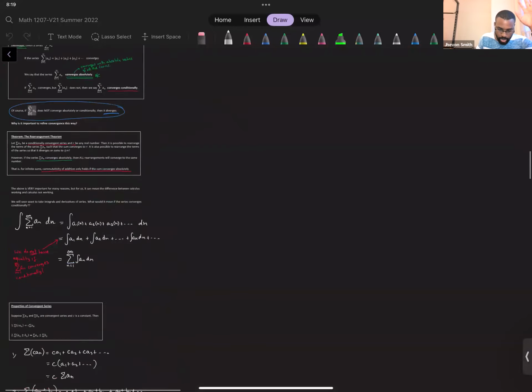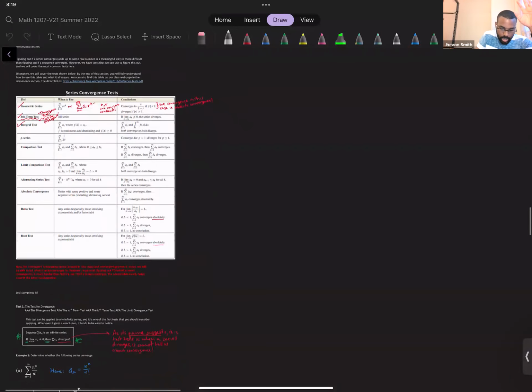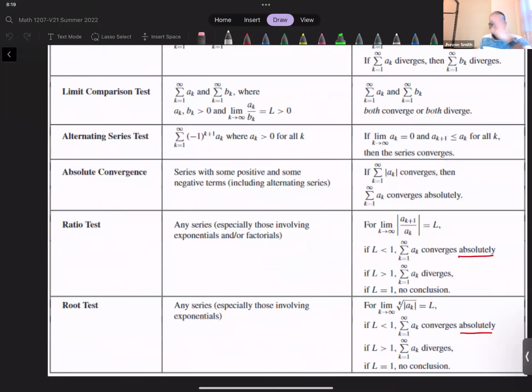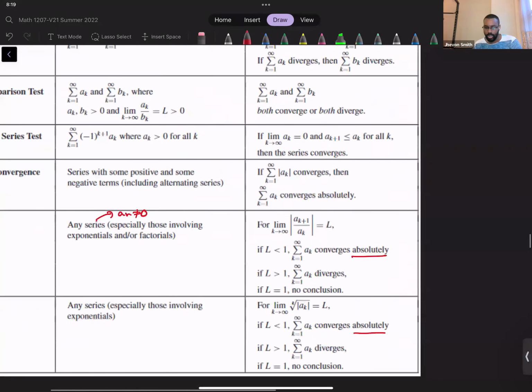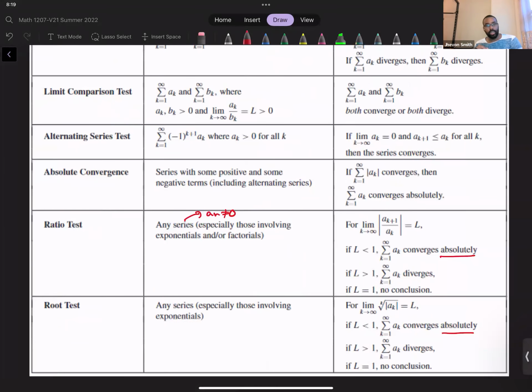So in that table I gave you guys in the notes here, it does give you some ideas. Like the ratio test, you'll see here that technically speaking, it can work on any series, as long as you're not dividing by 0. The only thing is, it's especially useful when you see exponentials or factorials. That's when it really shines, right? That's when you can kind of hint.